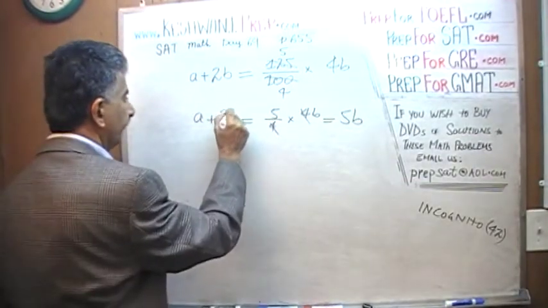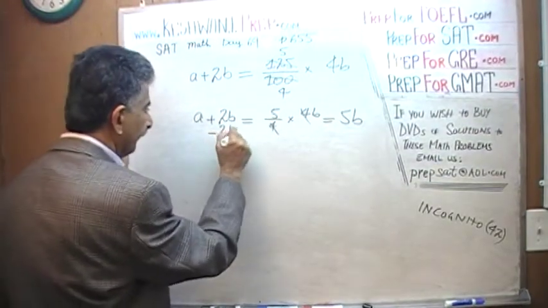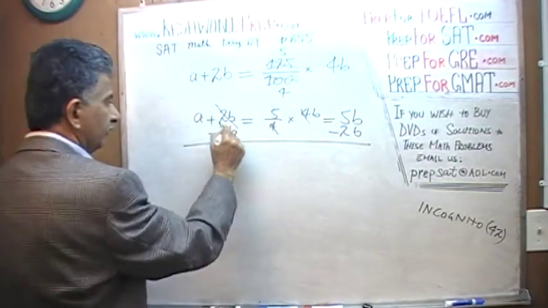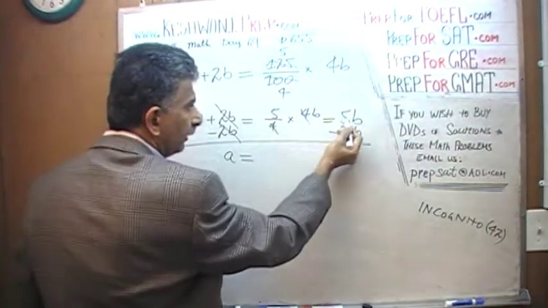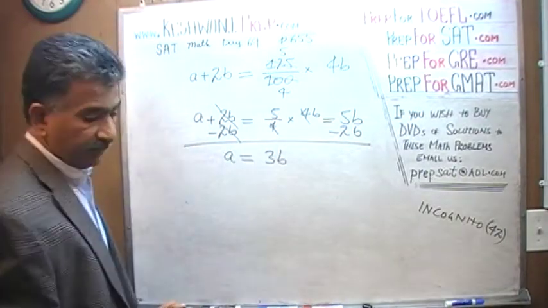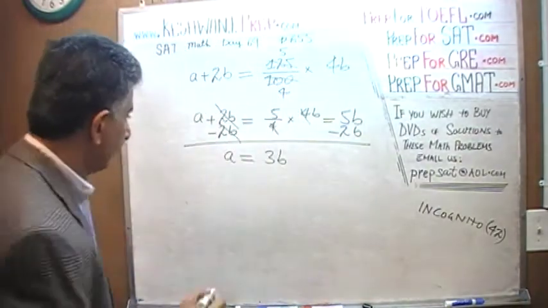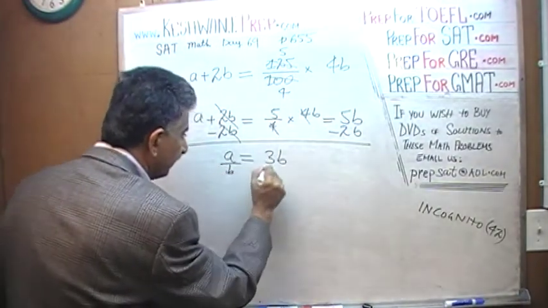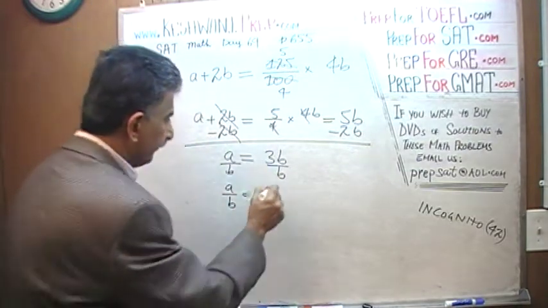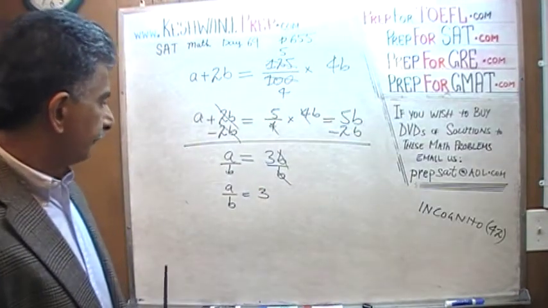A plus 2b equals 5b. Let's subtract 2b from both sides. This drops out and a equals 5b minus 2b, which is 3b. And they're asking us what's the value of a over b. Well, that's very simple. If you divide both sides by b, a over b is simply 3. That's it. A over b is 3. That's all. We're done.